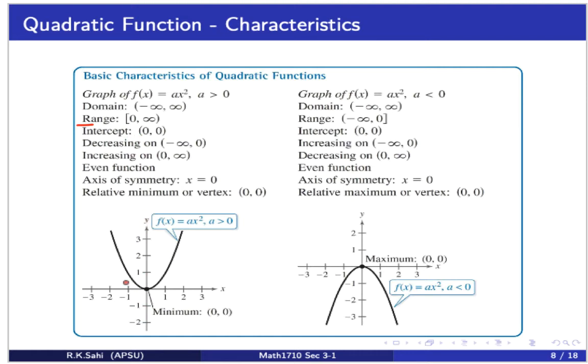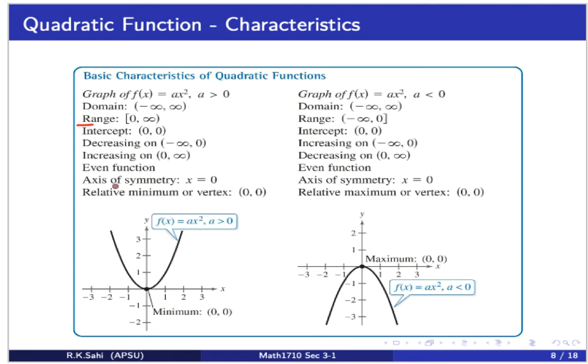Intercept. Intercept is where it is crossing the x and the y-axis, and it crosses only at the origin. And this is the minimum value of your parabola. Also, this is the vertex. That's 0 and 0. Now, also, this is increasing on the interval 0 to infinity. Remember, 0 to infinity, what's happening? It's going up, up, and up. But from minus infinity to 0, the graph is going down.